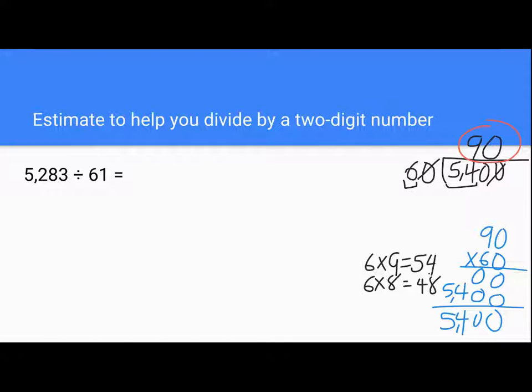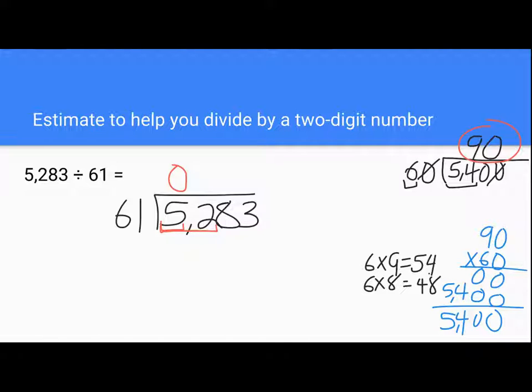So that means when I go back to doing my actual answer, it should be somewhere around 90. Let's make sure that's true. Let's use our rules. 61 into 5, I can't do. Let's put the 0 up there to hold our place. 61 into 52, I still can't do it. We're going to put that 0 there to hold our place. 61 into 528. We know from the estimation it should be about 9 times.